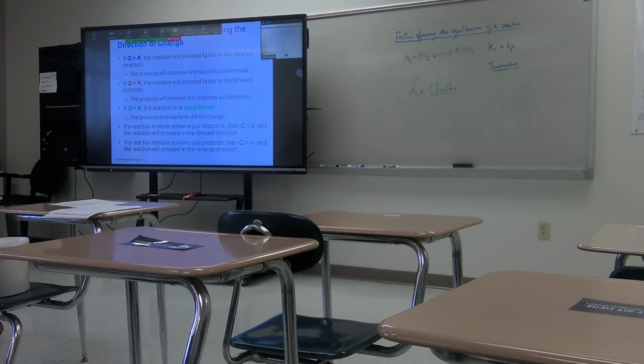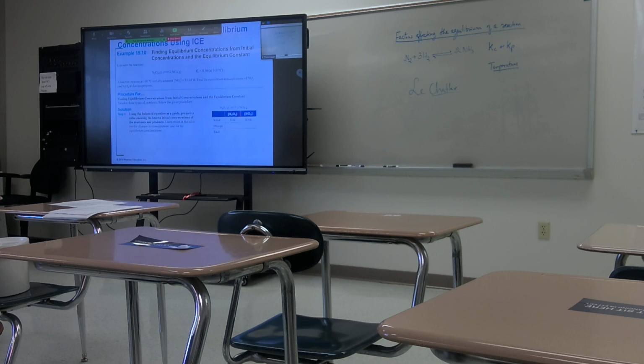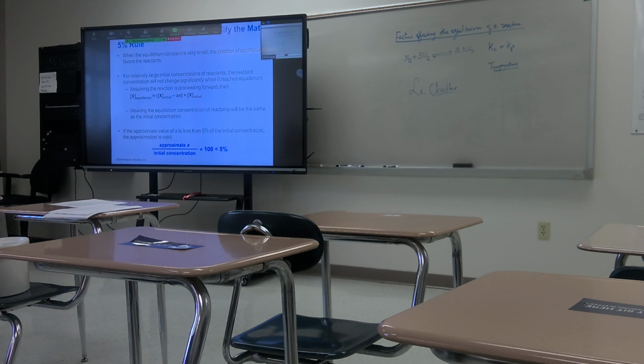See, if Q is greater than K, if Q is less than K, and if Q is equal to K, it is equilibrium. So go ahead and practice them. So this is the approximation concept.